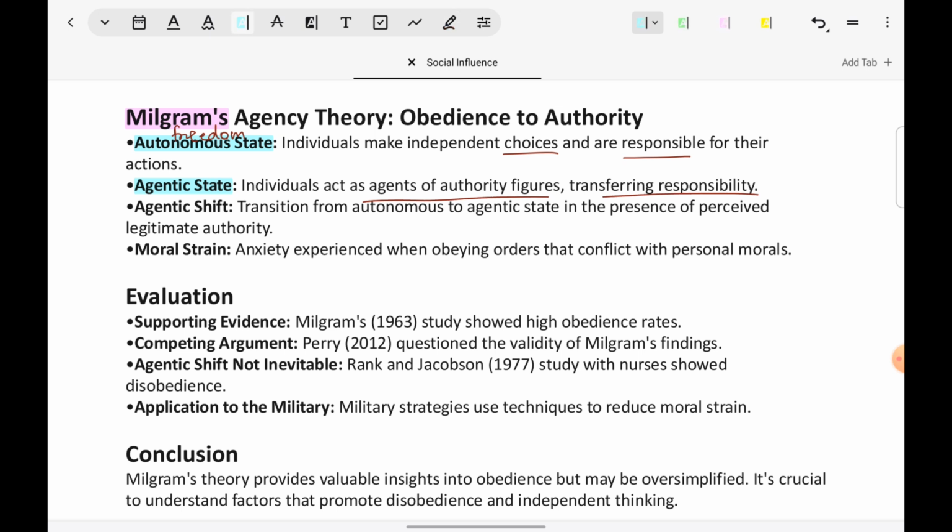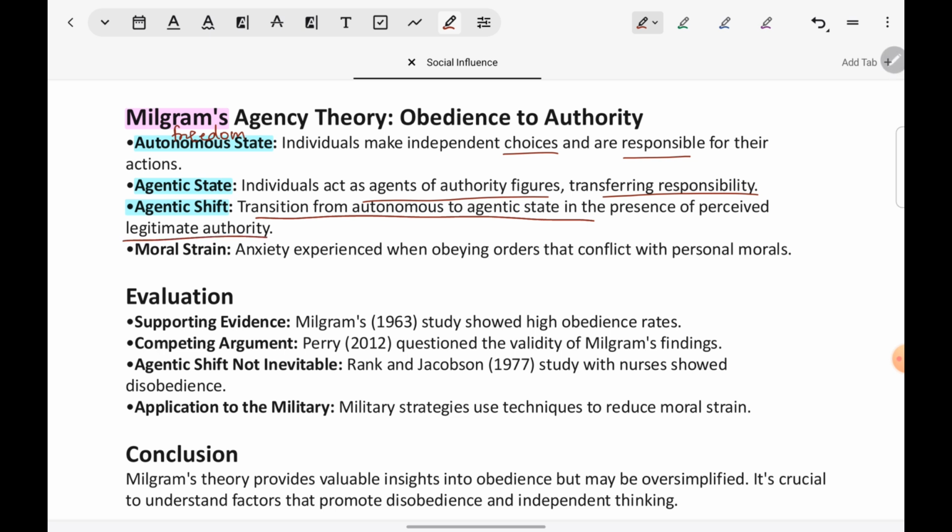Now, when it comes to obedience, there is a shift that we notice in a person from an autonomous to an agentic state. We can understand this as once a person receives instructions or commands from an authority figure, they stop acting autonomously and they start acting as agents. So this is what is termed as agentic shift.